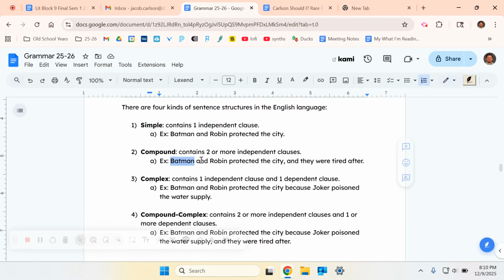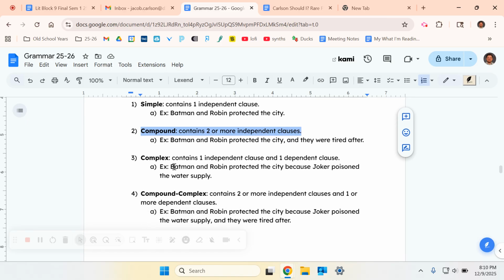But if I were to say Batman and Robin protected the city, one subject, one verb, and they were tired after, the they is another subject, were is the next verb, and then this is the predicate. So there's two subjects, two predicates here, which makes that sentence a compound sentence with two or more independent clauses.